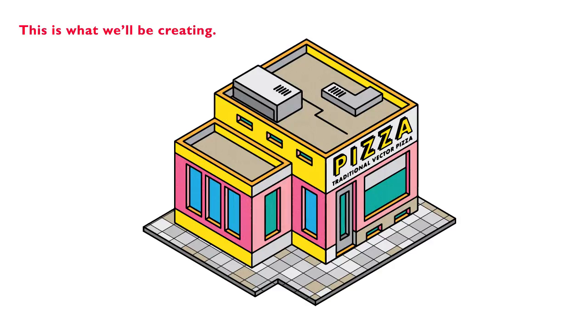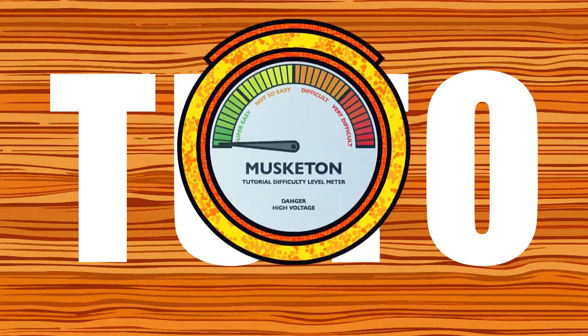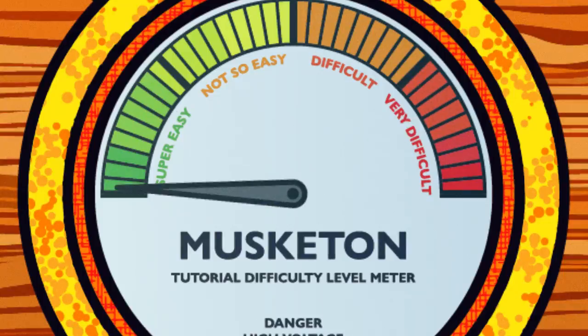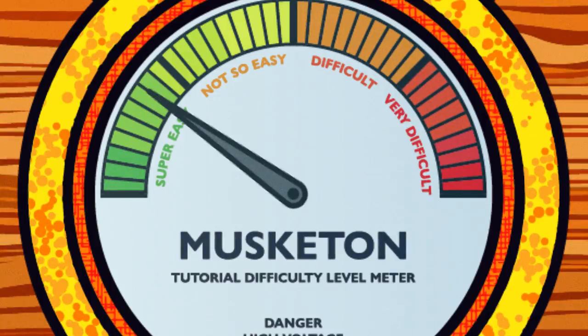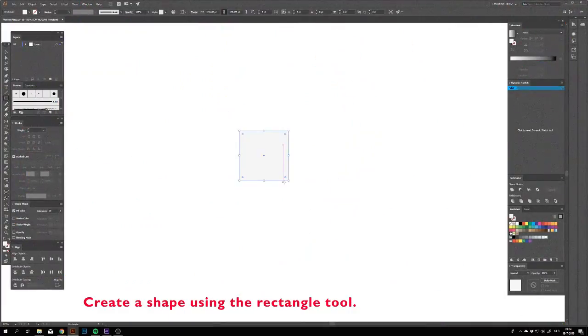So this is what we will be creating in this isometric design tutorial. This tutorial is super easy. Let's get started. Create a shape using the rectangle tool.